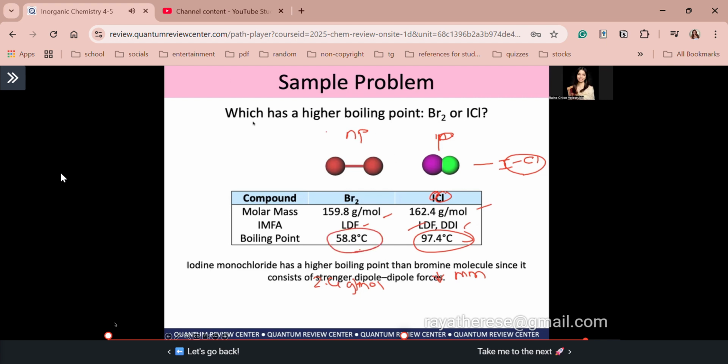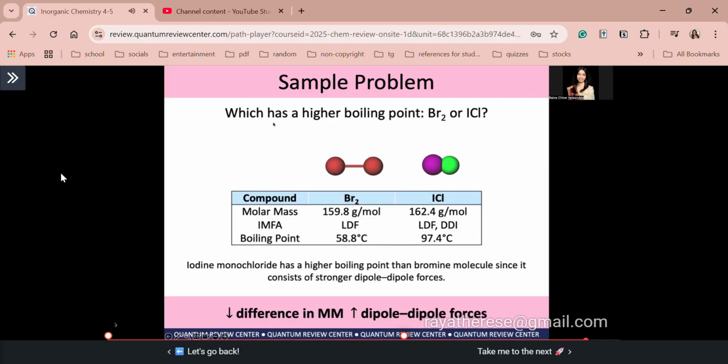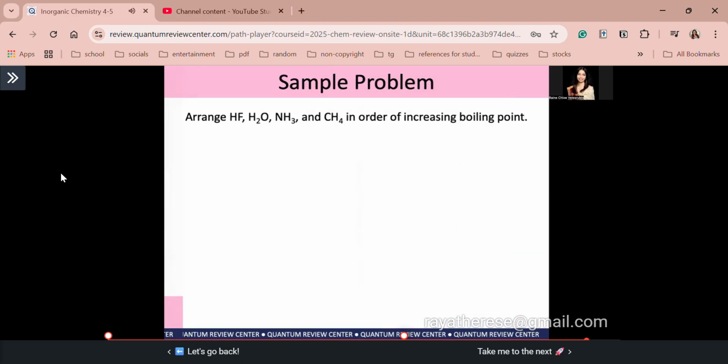Guys, I hope that's clear. Again, you have to find the difference in molar mass first before determining which has the higher boiling point, higher melting point, or stronger intermolecular force strength. Okay guys, kindly answer this first on your own. Arrange HF, water, ammonia, and CH4 in order of increasing boiling point. So pause this video first and try to answer.